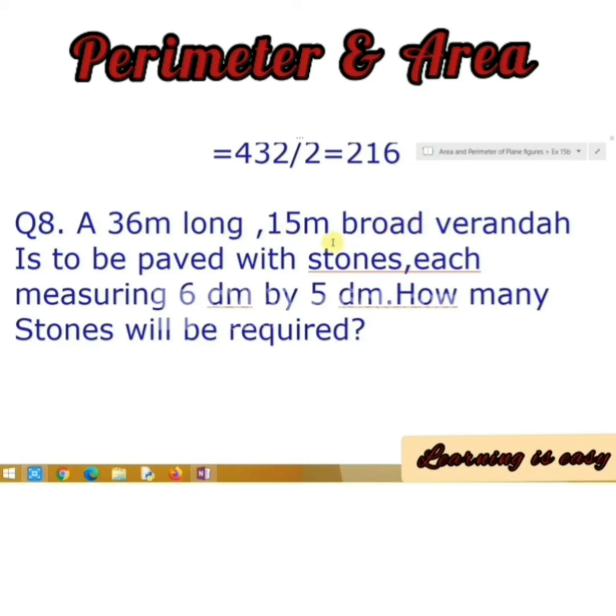Next question 8. 36 meter long and 15 meter broad veranda is to be paved with stones, each measuring 6 dm by 5 dm decimeter. So how many stones will be required? So area of the veranda is going to be 36 into 15. That's going to be 540 meters square.